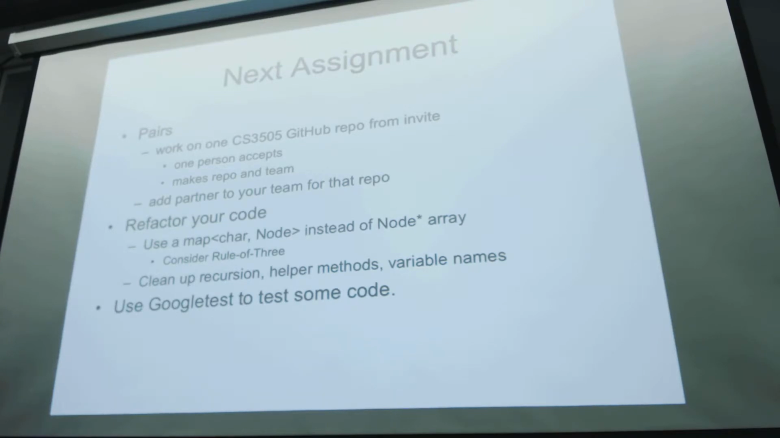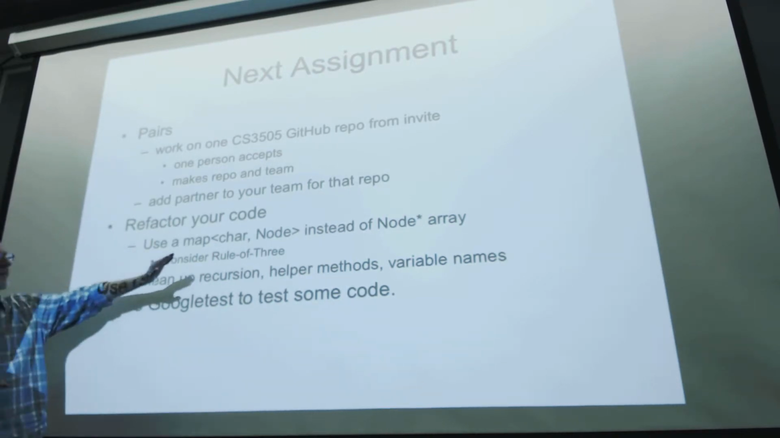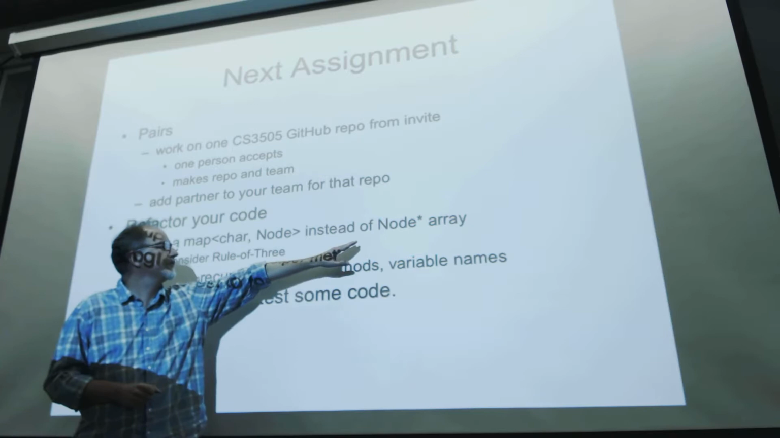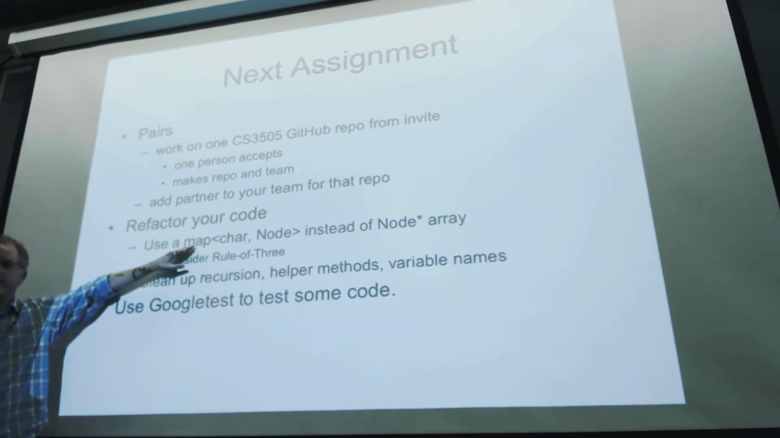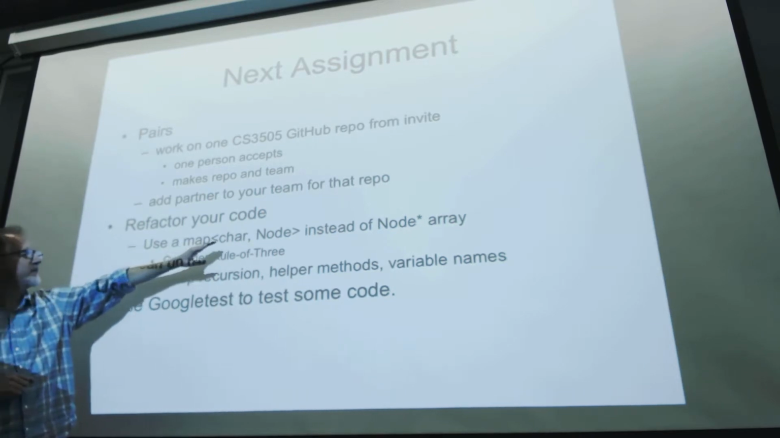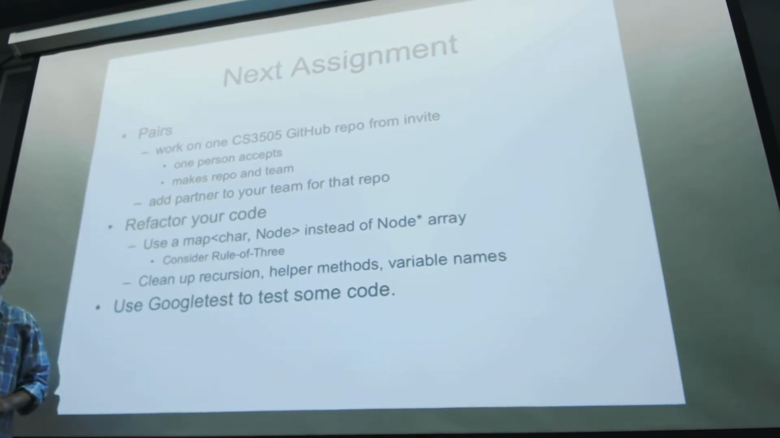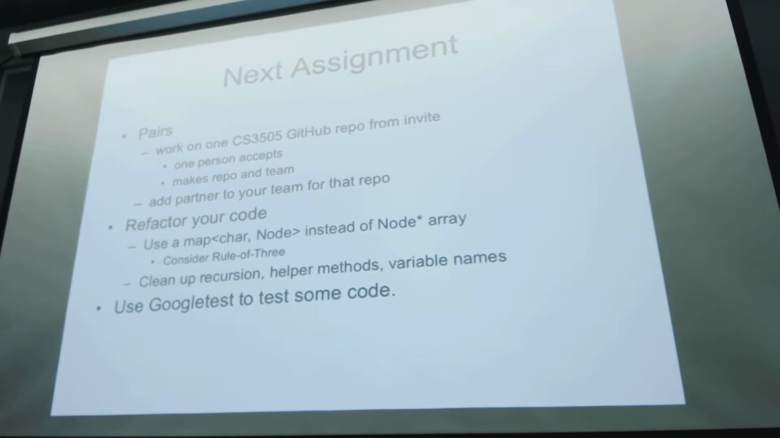And you're basically supposed to work together to, one, refactor your code. Instead of using a node pointer array, I know all you people desperately use a map. Finally, your day in the sun has come. I want you to make it a map of a letter and a node. Okay? And then consider what that means for the rule of 3 sorts of things.